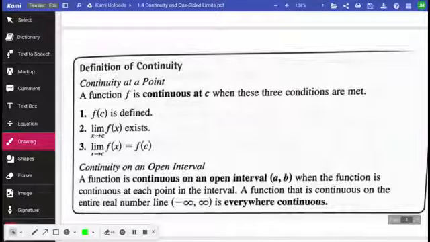A function is continuous on an open interval (a, b) when the function is continuous at every single point in that interval. That is common sense. A function is continuous on the entire real number line if it's continuous everywhere. So sometimes we'll see it's continuous in a specific range, or in this case, a domain. It's not continuous everywhere, but it is continuous in certain restraints.